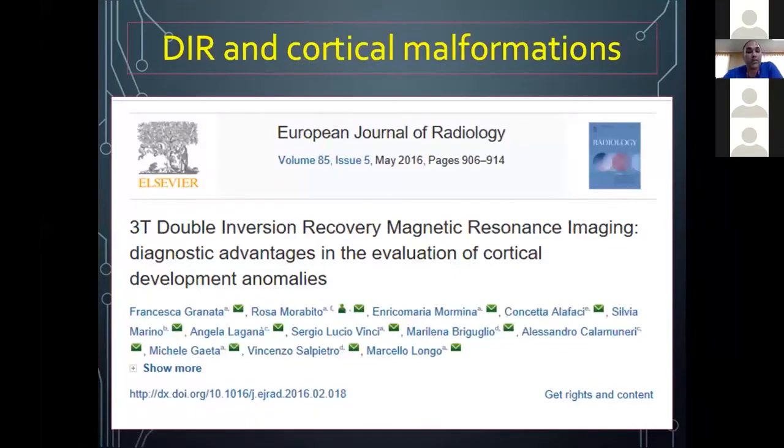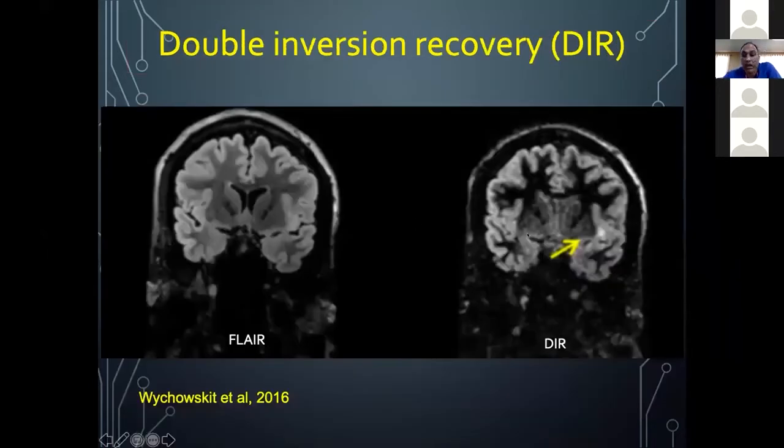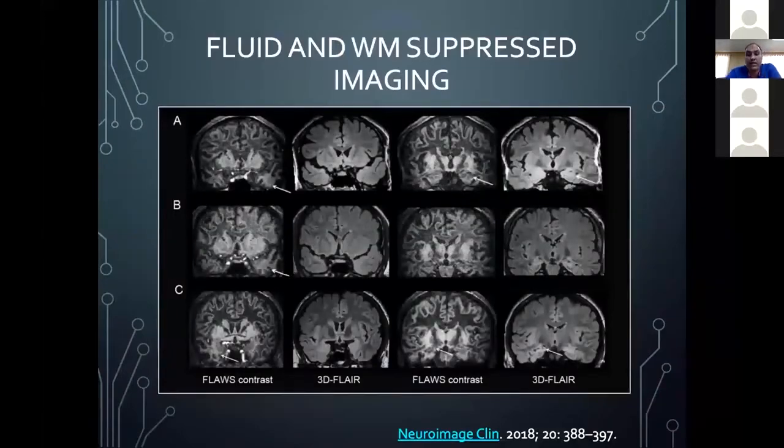And then there are studies which have used double inversion recovery imaging, which again is very good for identifying small lesions. Although my own experience has not been very great with the DIR sequence. You can see in this particular study where there's a small lesion which is not seen on the flare images, but you can very nicely see the one focal abnormality in the left insular region on double inversion recovery.